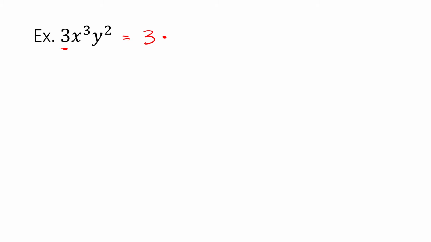Going back, we have 3x to the third power y squared. Now, since we're done with the constant, focus on the variable x cubed. X cubed is the same thing as x times x times x. Okay, now we're done with the x cubed. Now we move on to the y squared. This is simply y times y. And that's it. You're done. You simply rewrote 3x to the third power y squared as 3 times x times x times x times y times y. And you already factored them.